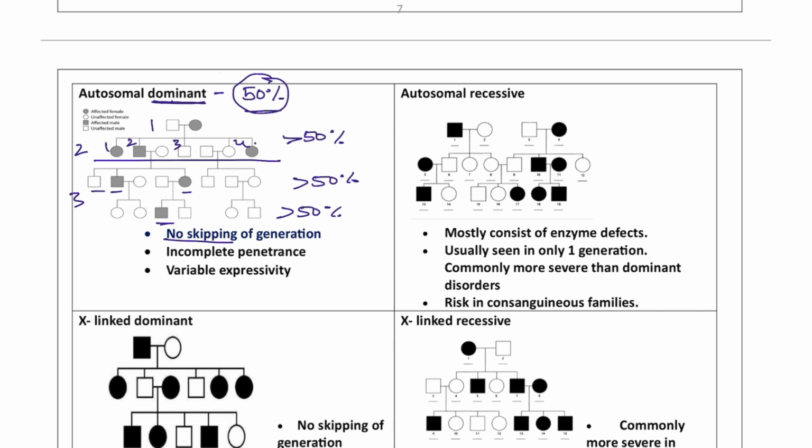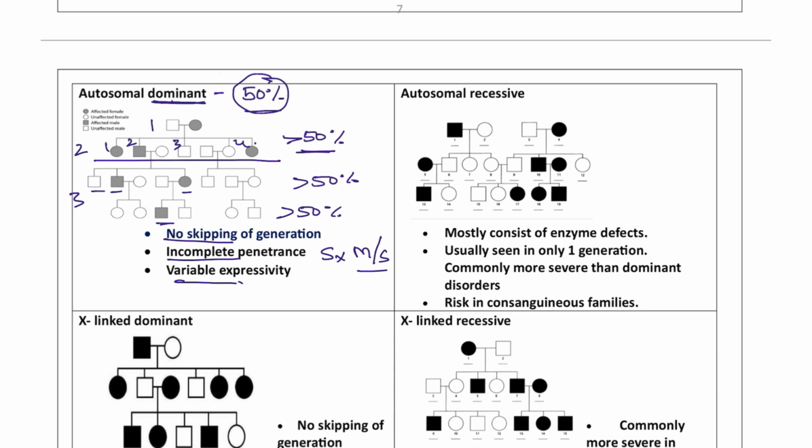So there is no skipping and incomplete penetrance. Even if it is 50%, incomplete penetrance means symptoms can be mild or severe. Variable expressivity is seen in this patient. This is autosomal dominant.